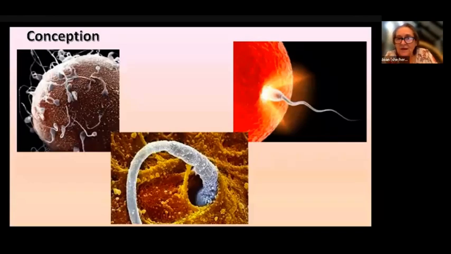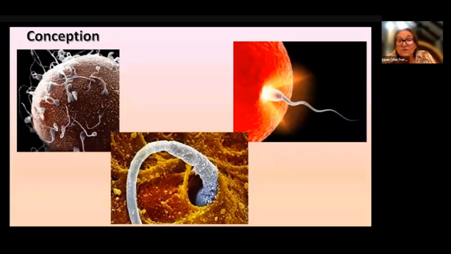So this is where it determines whether or not the baby's going to be a boy or a girl. We know that there are X and Y chromosomes. Men carry Y chromosomes and women carry X chromosomes. So if it's an X chromosome in that sperm, then it will be a girl. And if the sperm has a Y chromosome, it will be a boy.